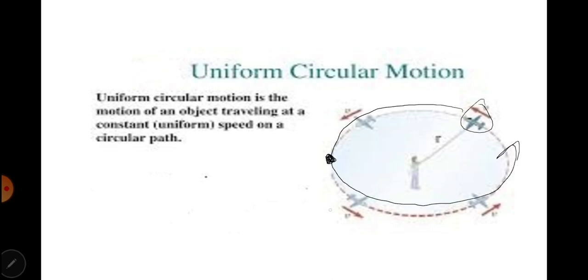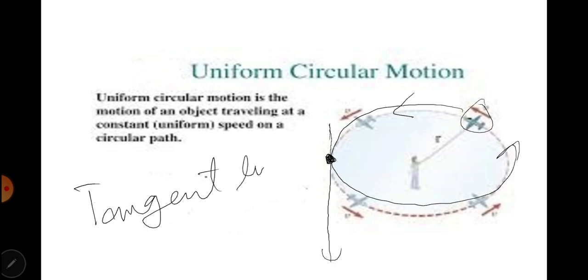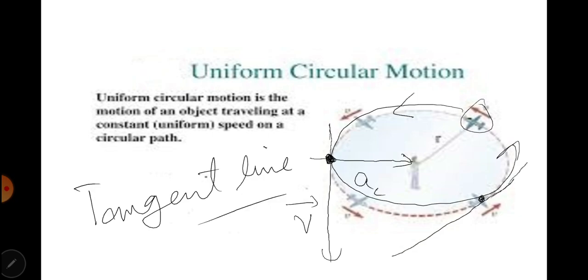If you take this point and the body is moving in this direction, you will draw a tangent line on this. This tangent line will give you the direction of velocity, and if you draw perpendicular to this tangent line, it will give you the direction of centripetal acceleration. Similarly, at this point, if you plot a tangent line, that tangent line will give you the direction of velocity. Perpendicular to that line will give you the direction of acceleration.